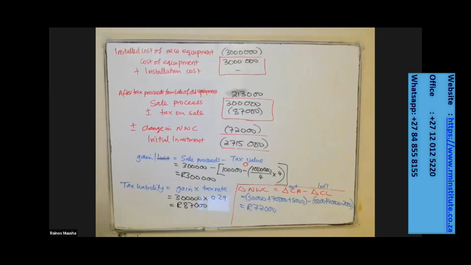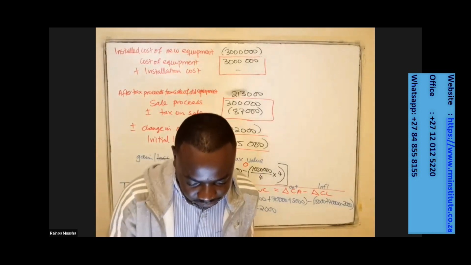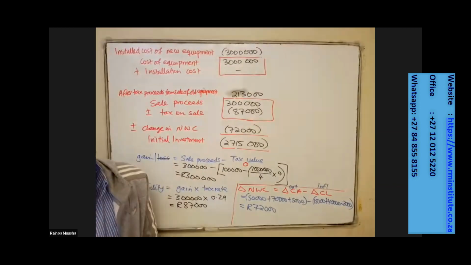All right. Any other questions? We can now go ahead and do the calculation for the operating cash flow. If you check on the question, the new equipment we're expecting to use for a period of 4 years, because for depreciation purposes, we're expecting the new equipment to be used for 4 years as well.